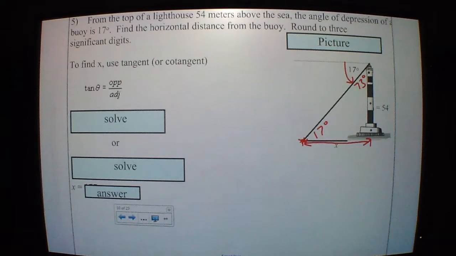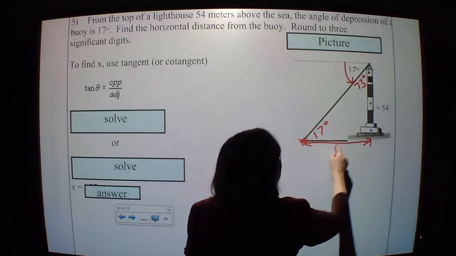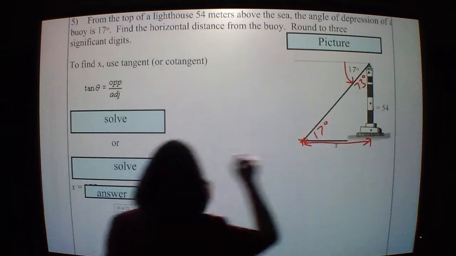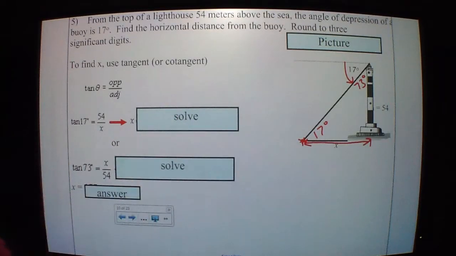I have 2 sides of the triangle, not the hypotenuse. So I have 2 legs of the triangle, not a hypotenuse. The only trig function I could use is tangent, or you could use cotangent, but if you look at your calculator, the buttons that are really easy to get to are sine, cosine, and tangent. So I can solve either the tangent of 73 is x over 54, or the tangent of 17 is 54 over x. Either one will get me there.